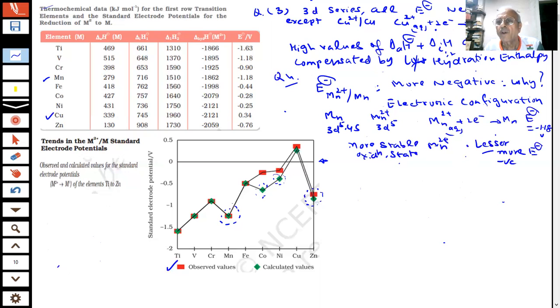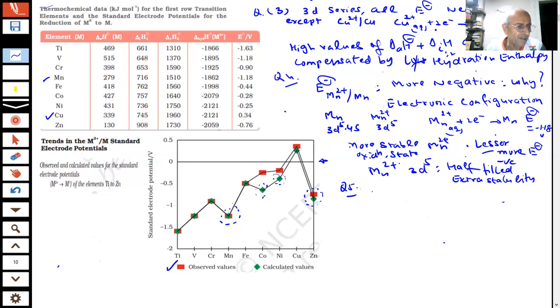Yes, sir. Convinced? Okay. Because in Mn2 plus the manganese has 3d5, which is half filled. Extra stability. Half filled orbitals are more stable because there is exchange energy which they gain. Lowering of the energy takes place. Question answered? Yes, sir. That question has been asked in the paper. That's why I'm taking it one by one. Every question has been asked. Question 5, students.